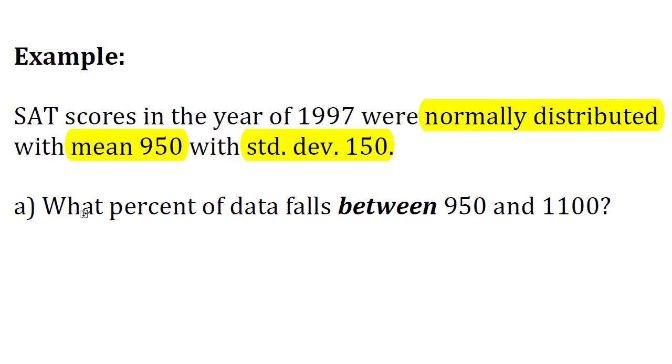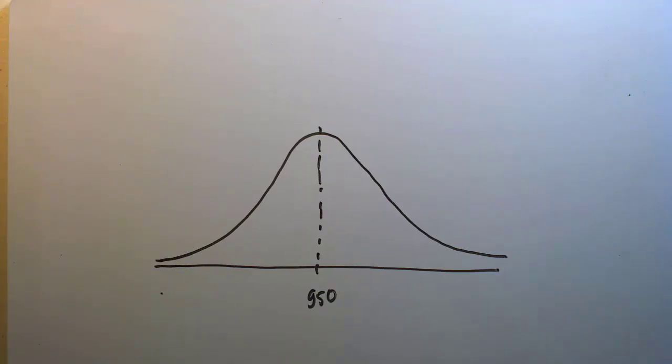The question here says, what percent of data falls between 950 and 1100? Immediately after reading the information given right here, and this time I purposely use a hand sketch version of the bell curve, an empty hand sketch version. On this bell curve, to clarify again, the horizontal line is indicating all those different kinds of SAT scores. Those to the right hand side are SAT scores above 950, and those to the left hand side are SAT scores below 950, below the mean.